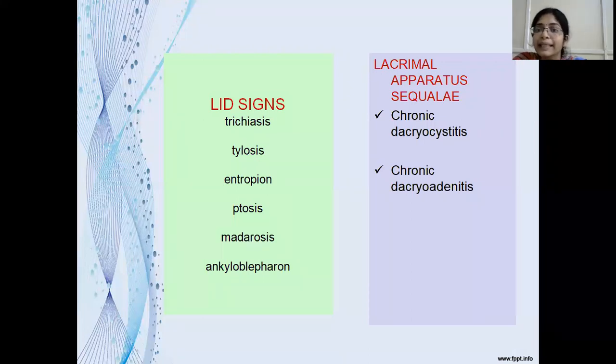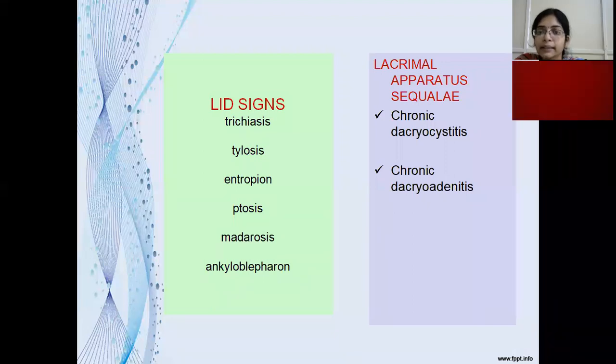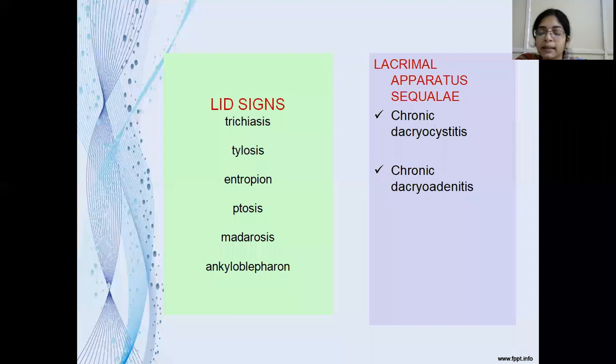Now, what are the lacrimal apparatus sequelae? They include chronic dacryocystitis and chronic dacryoadenitis. That is, infection of the lacrimal sac and infection of the lacrimal gland. Gland is dacryoadenitis.